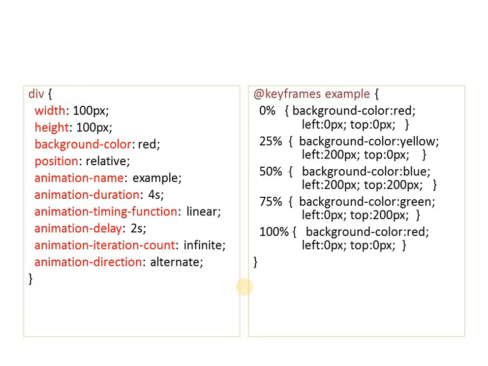Now this one is a simple example in which, on this left side portion, I have used almost all the properties. Position relative, animation name example 4 second. Now this is animation timing function, which I will demonstrate with a practical approach. Okay, now just look at this one over here.